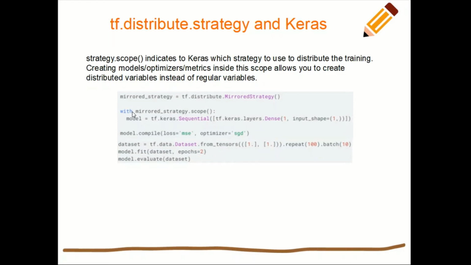So what is going to happen if we declare this model under the scope of this mirrored strategy, or any other distributed strategy, is that the computations are going to be spread across the multiple devices or multiple machines, right? As you can see, there's hardly any change in the code, and that is the beauty of using the distributed training strategies with Keras. It's very straightforward and simple, right?